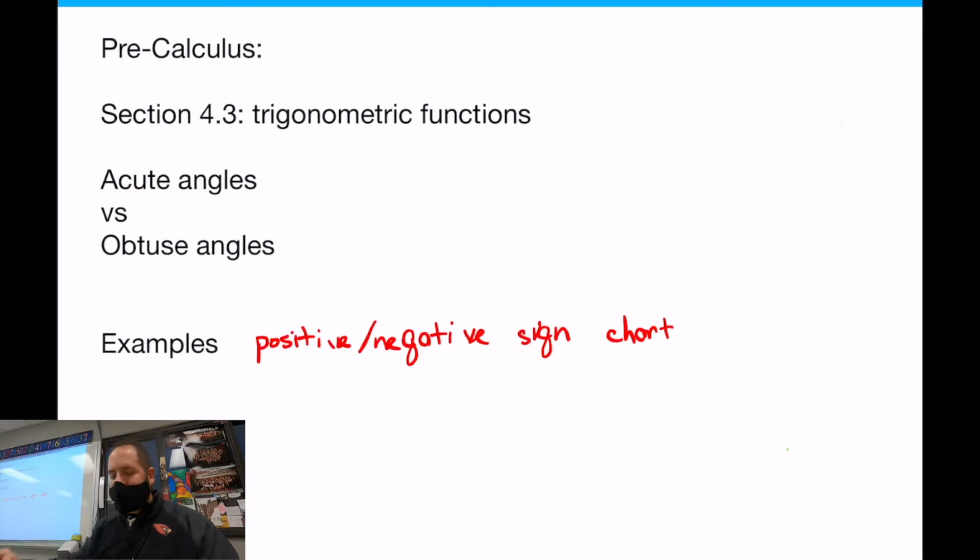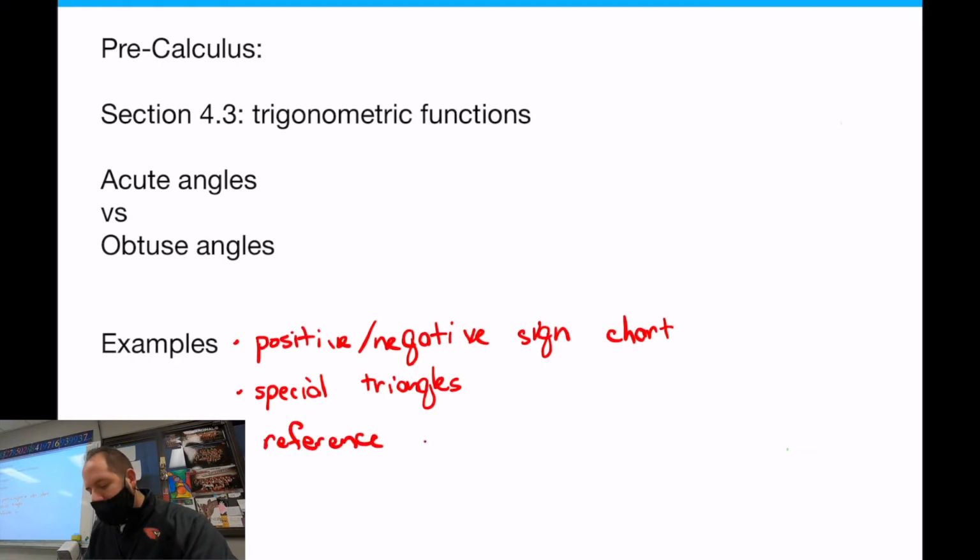After the positive, negative sine chart, we also need to know the special triangles. I was going to do these yesterday, but I think today is a more appropriate day how to do the special triangles. And then the last thing, if you're not aware, is the reference angles. So these are ways of making angles smaller so that we can actually calculate them if we're going to use the special triangles. But I want to talk about what the numbers are. And so this is going to be just a light introduction today.